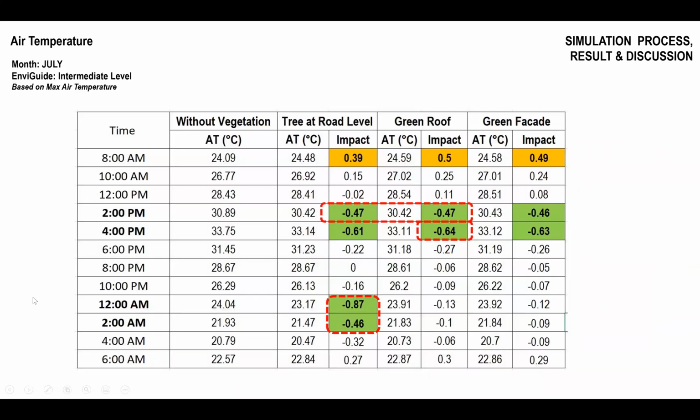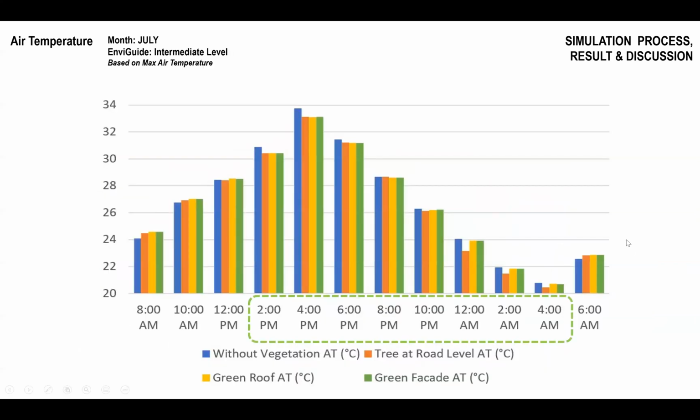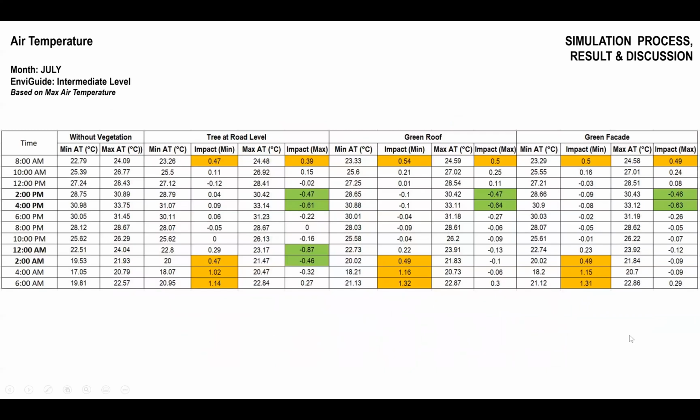And we can see at 2 p.m., both the tree and the green roof shows a very good result. And at 4, green roof is most effective. And at 12 and 2 a.m., the trees at road level is showing a very good result. So here we can see from 2 p.m. to 4 a.m., these 3 types of interventions is actually reducing the air temperature, which is very good finding. And we can see it both for maximum and minimum temperature.